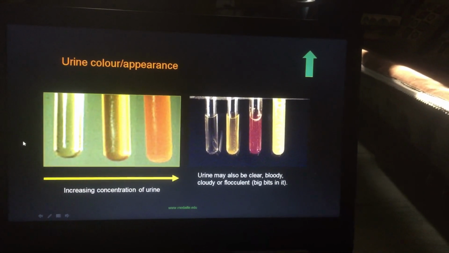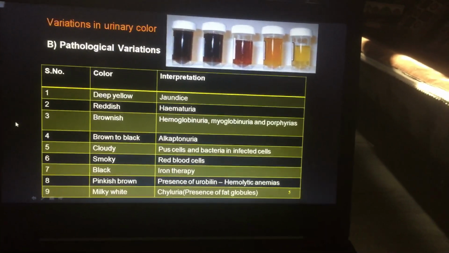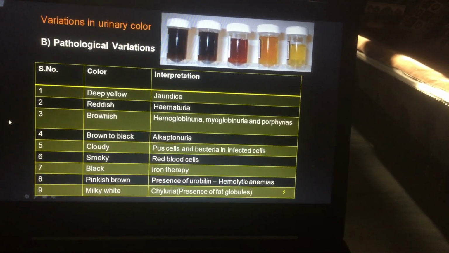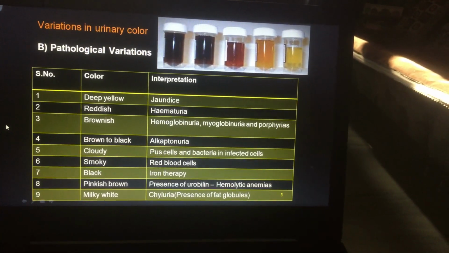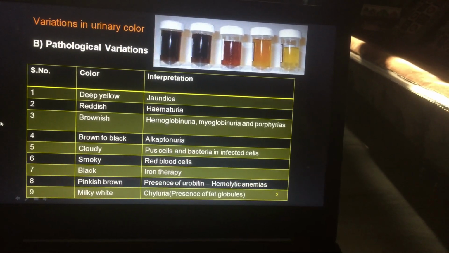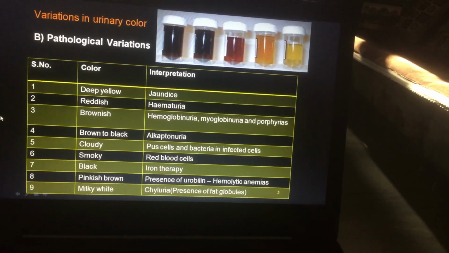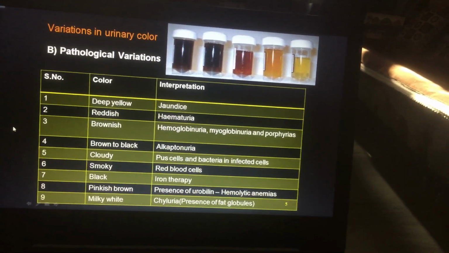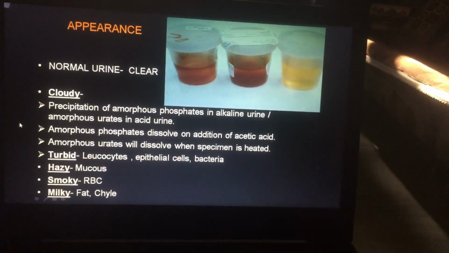Urine color sometimes gives a very good idea regarding the disorders, out of which if there is a deep yellow color, it is in favor of jaundice. Reddish color may be hematuria, maybe myoglobinuria, maybe porphyria. Brown black color is in alkaptonuria. Cloudy color in presence of pus. Smoky in presence of red blood cells. Black colored in iron therapy, etc. Milky white color in chyluria. So it gives some idea regarding some of the disorders.